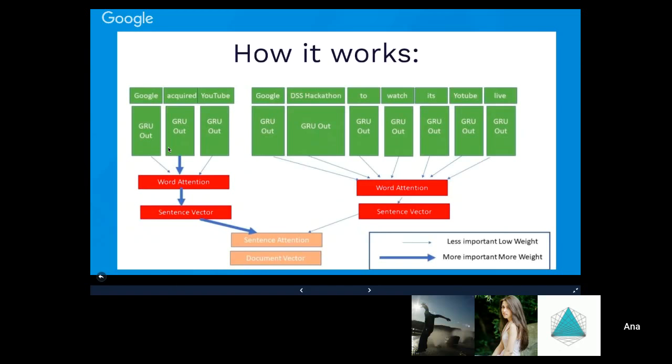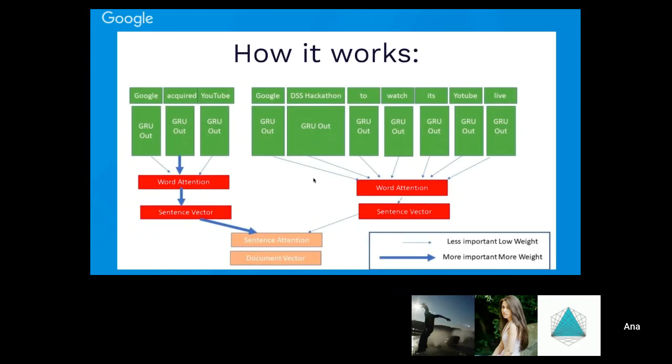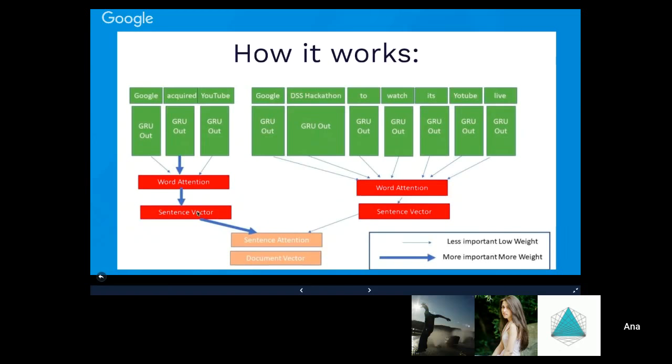Then this unit outputs a vector in the case of each word. So this happens right here. We have this word attention. What happens at this step is quite crucial. We have the attention network, which learns the weights from these vectors, and then outputs a sentence vector. This is over here. Then what happens is that these sentence vectors are combined into a document vector. At this other level, the sentence attention.